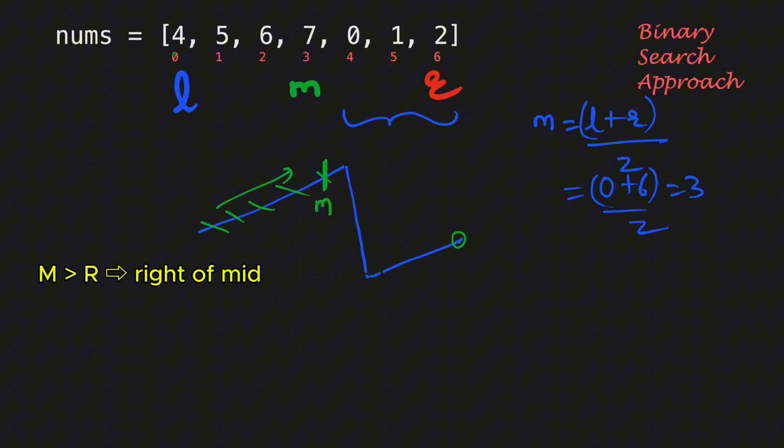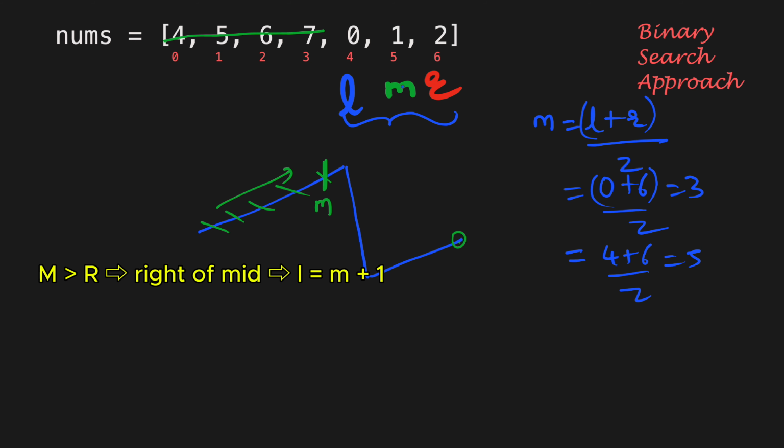So for example, here we can ignore this search space and we move the search space to the right side by setting the left pointer equal to middle plus 1. Now the left pointer is at index 4 pointing to element 0 and right is at index 6. And again we calculate the middle, which will be equal to 4 plus 6 by 2, which will be equal to 5. So now the middle element 1 is less than the element at right pointer, that is 2.